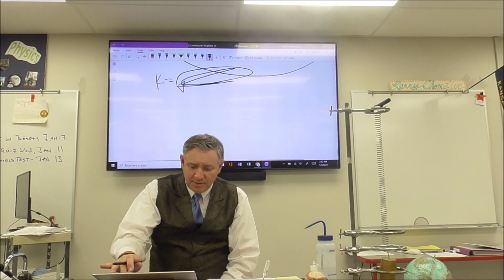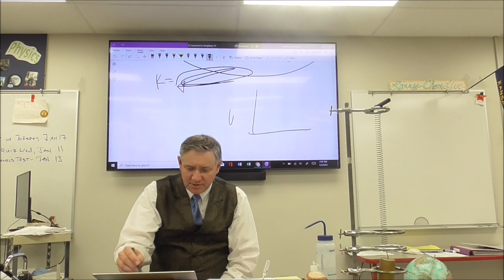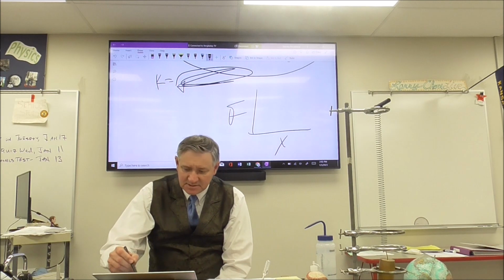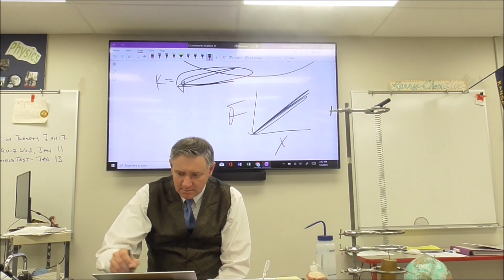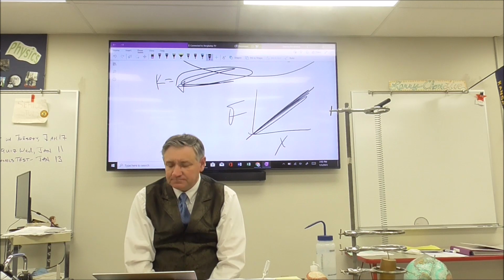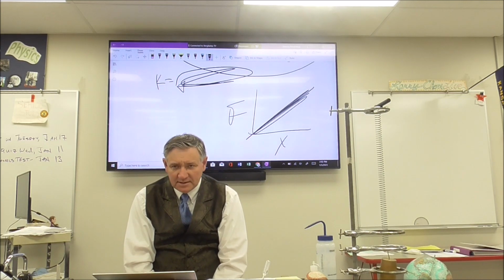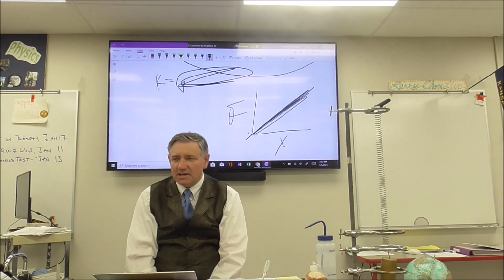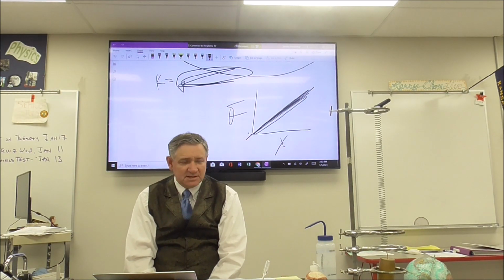Now, here's an interesting thing. If you were to go to the moon and you were to draw a force and elongation graph, if this is your line on the Earth, what would that line look like on the moon? More steep, less steep, same? Exact same. Why?